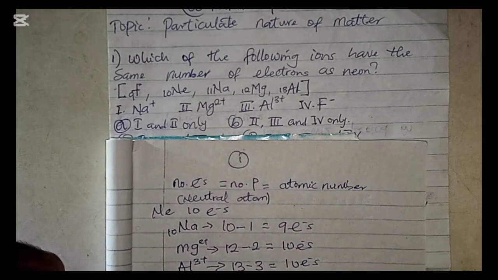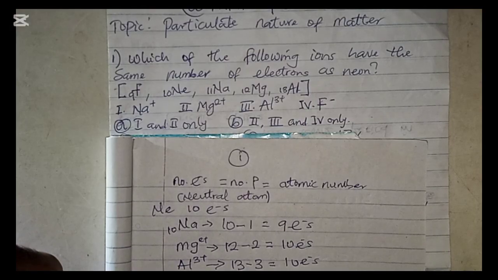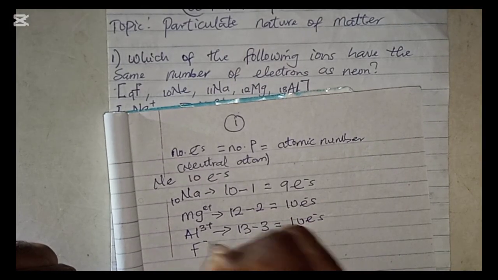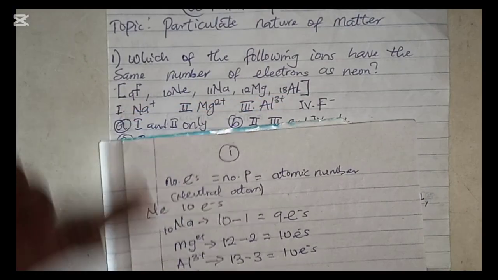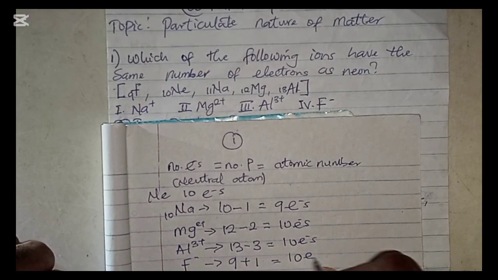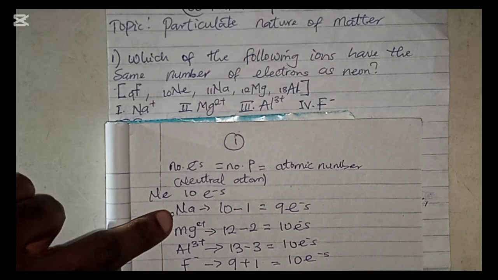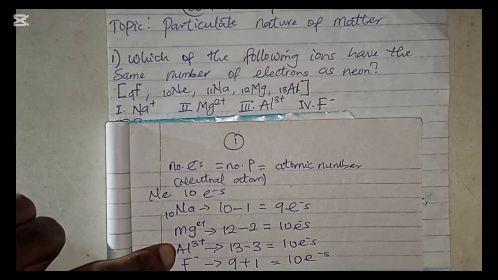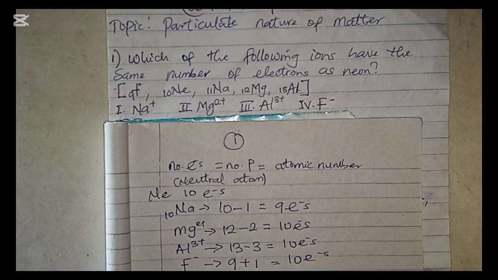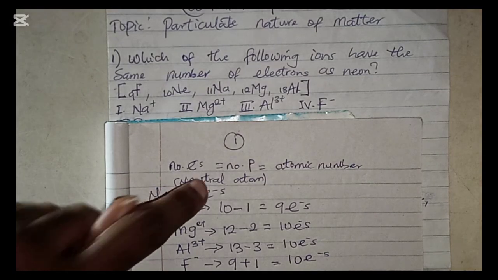And lastly, we have fluorine. Now, fluorine minus. Minus means it has what? Gained an electron. But what is the atomic number of fluorine? 9. So we have 9 plus 1, which is equal to 10 electrons. From this, you can see magnesium 2 plus, aluminium 3 plus, and fluorine minus all have the same number of electrons as a neutral atom of neon, which also has 10 electrons.